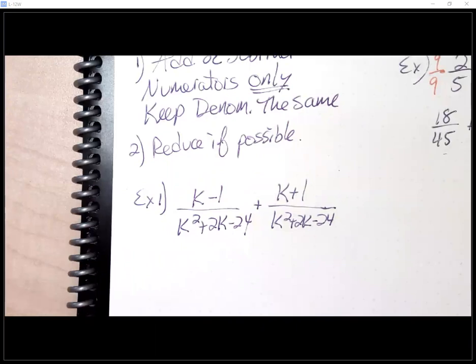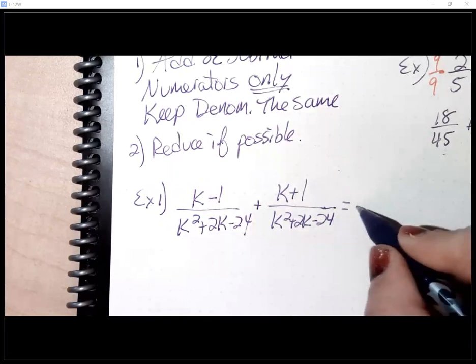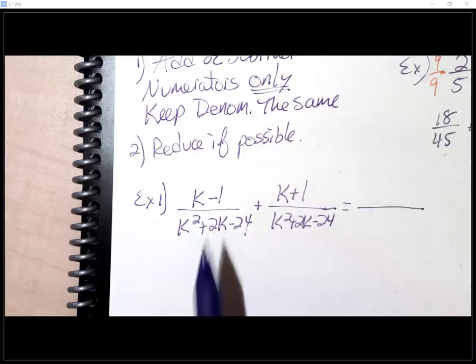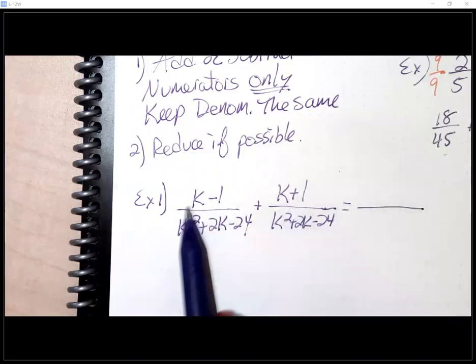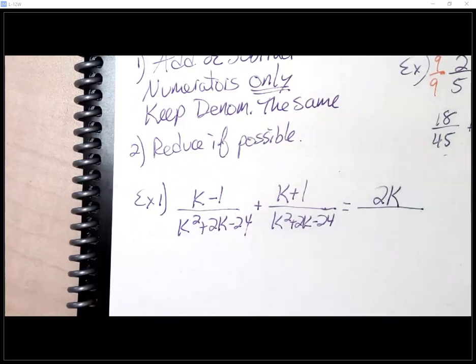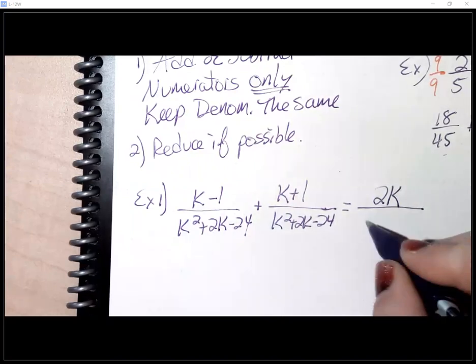So what do you get when you add k minus 1 plus k plus 1? What comes out? Add all that together. What's your answer to the numerator? 2k. My minus 1 and plus 1 are going to cancel each other, and then I have k plus k. I just get 2k in the numerator. Do you see that? And then the denominator just stays the same. I just leave it as k squared plus 2k minus 24.